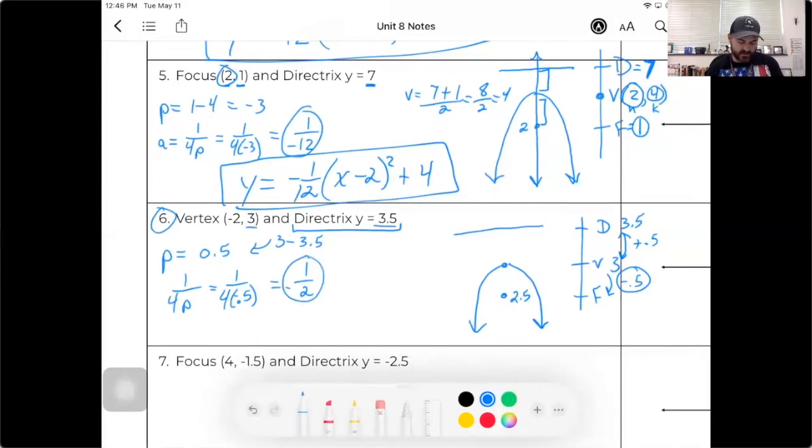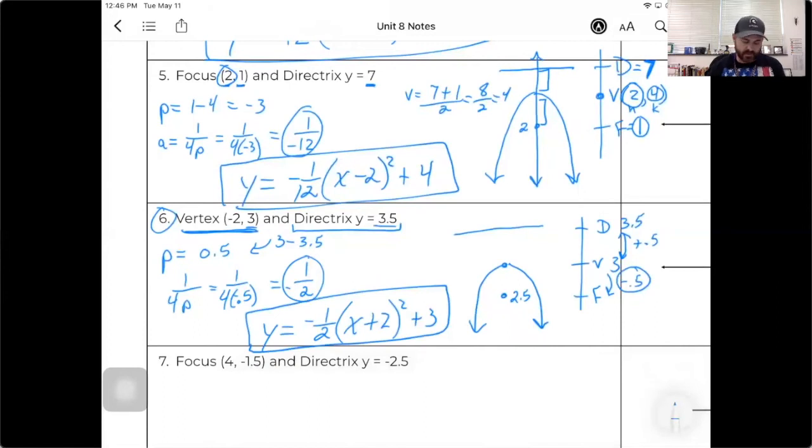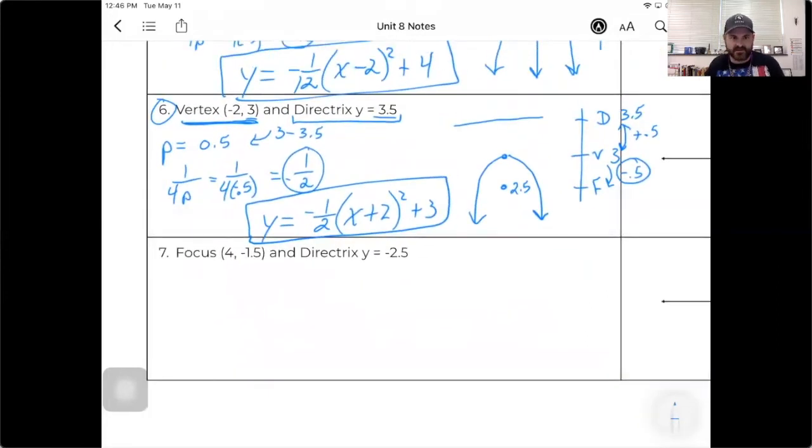So my equation is y equals negative 1/2 parentheses x, my vertex is already given to me, h lies, so I want to make that plus 2 squared. K tells the truth, so I make it plus 3. There's that equation. All right, let's do one more here, and then we'll move on to the easiest part of the assignment.